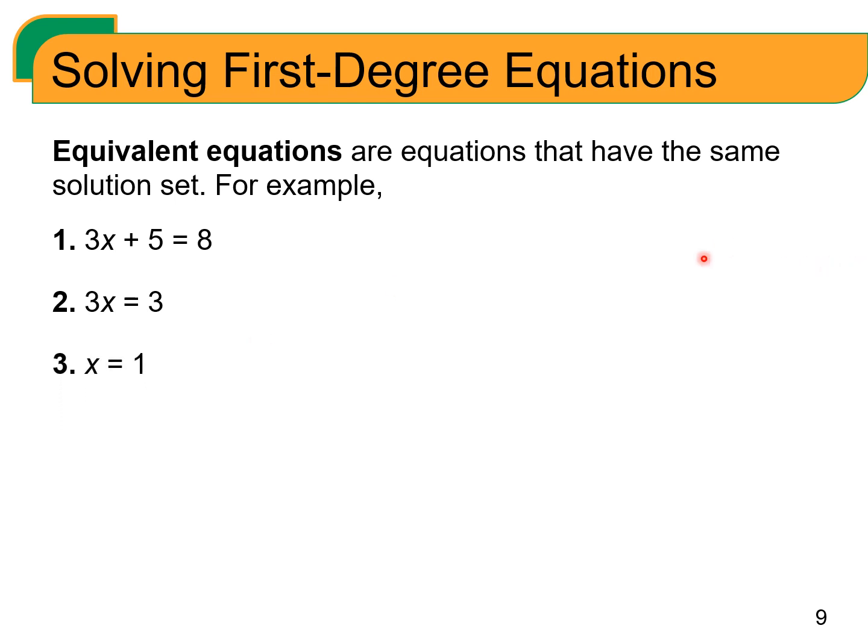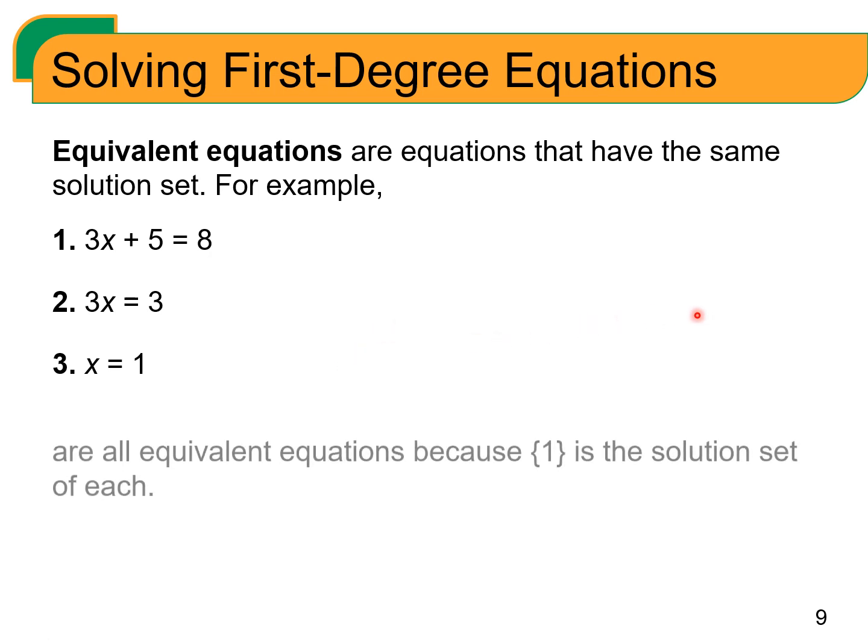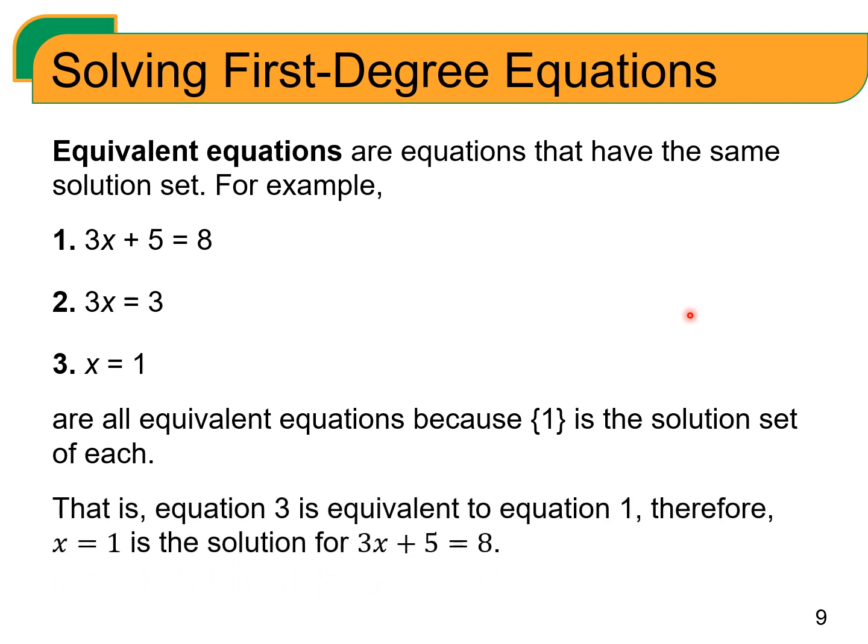X equal to 1 obviously explains itself. So all 3 equations have a solution set that is 1, therefore they are equivalent equations. And that is, equation 3 is equivalent to equation 1. Therefore, x equal to 1, that's the simplest form you have, is a solution for what? For 3x plus 5 equal to 8. Also, x equal to 1 is a solution for 3x equal to 3.